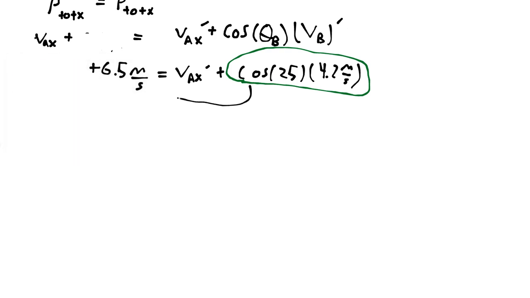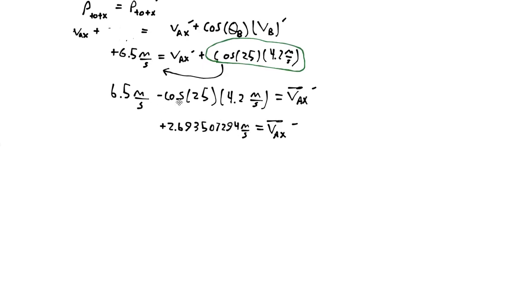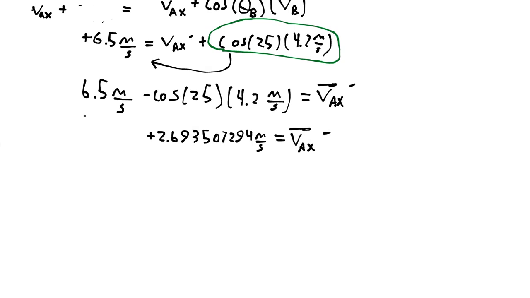So I'm going to move this to the other side. It's going to subtract, so that's going to move to the other side, and then we're going to get an answer for VAX. So here I'll skip ahead to that. Okay, so this is our final velocity there. So I move that to the other side, and then you just put this into your calculator, and you should get positive 2.69, and so on.